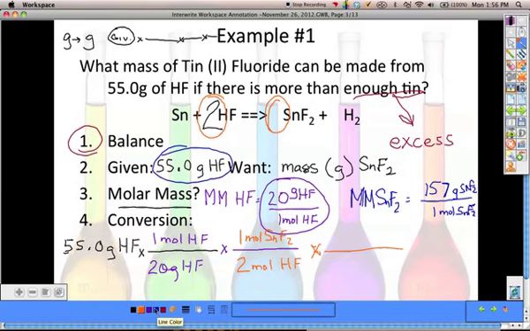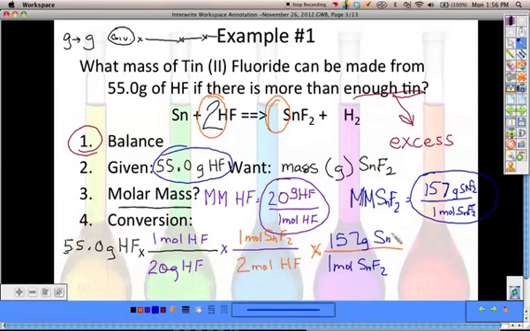We're going to have 1 more to set up. Because I'm at moles of tin 2 fluoride, I'm not to mass yet. I need my unit to be grams. So I look at my other molar mass that I figured out. This time, 1 mole is going to go on the bottom. 1 mole of SnF2 goes on the bottom. And the mass, 157 grams of SnF2, goes on top.